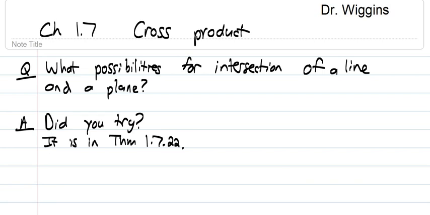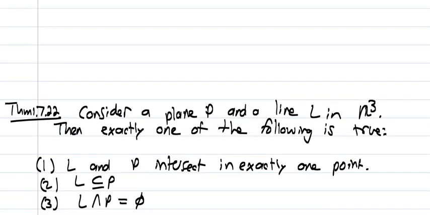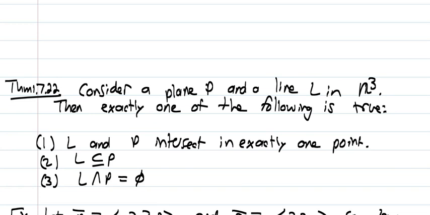Now let's have a look at Theorem 1.7.22. Consider a plane P and a line L in 3D. Then exactly one of the following three is true. So one of them happens.